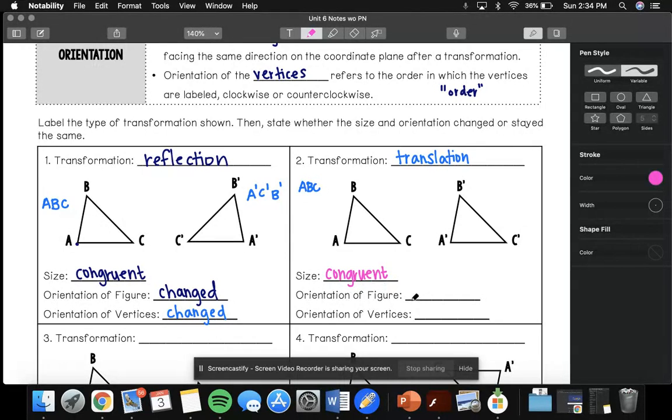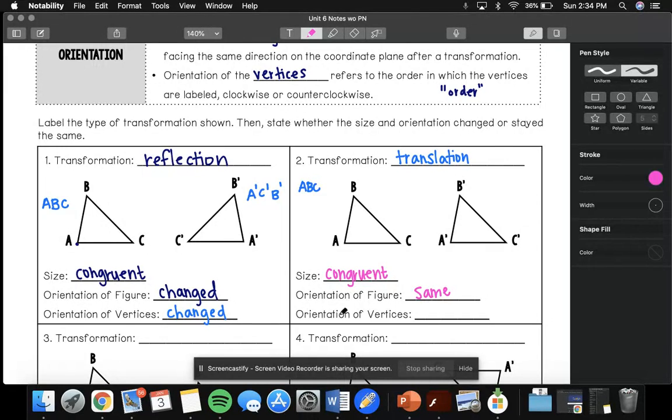Orientation of the figure. Right now it's asking, is it facing the same direction after we transformed it? Again, you could look at A or look at any side if you'd like. If I look at A, it's on the left side on the bottom. And when I transformed it, it's still on the left side on the bottom. So we did not do anything to the way it is facing. It stayed the same.